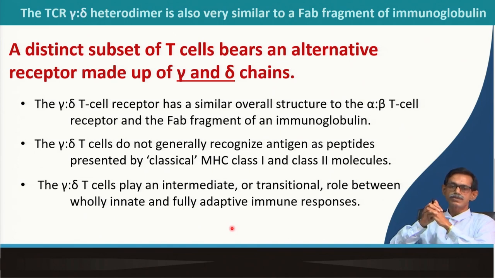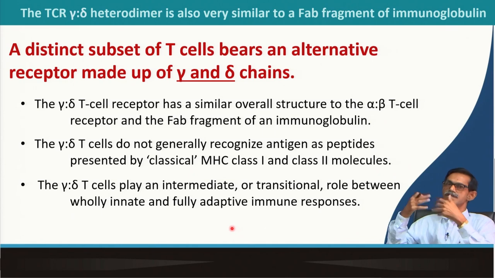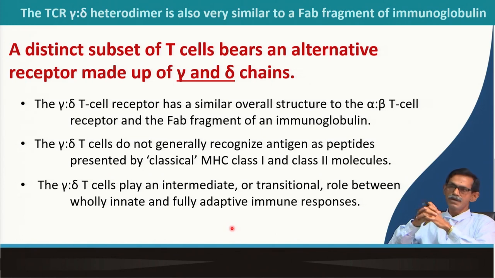Gamma delta T cell receptor, definitely it is not exactly the same in function. They do not generally recognize the antigen as peptide presented by classical MHC 1 or MHC 2. So, alpha beta T cell receptor recognizes antigen presented by MHC 1 and MHC 2, but gamma delta receptor does not. Okay. It is assumed that gamma delta T cells play an intermediate or transitional role between wholly innate and fully adaptive immune response. Research on gamma delta receptor is not as much as alpha beta, so not as much information is available for gamma delta T receptor.